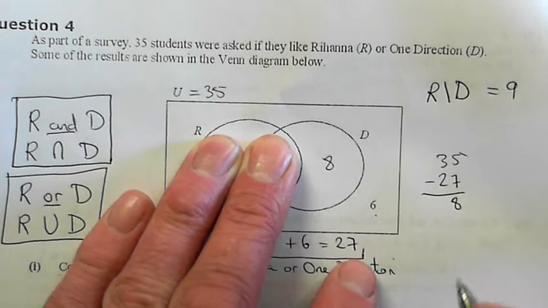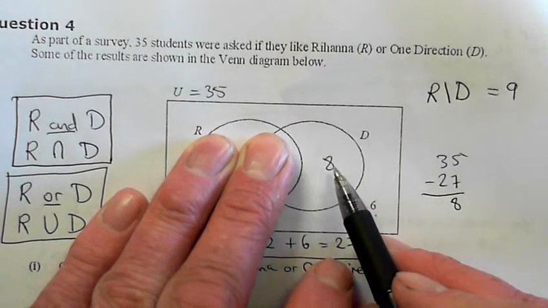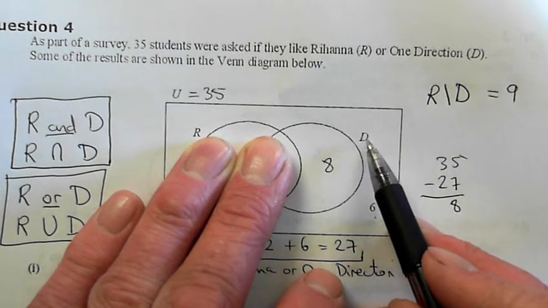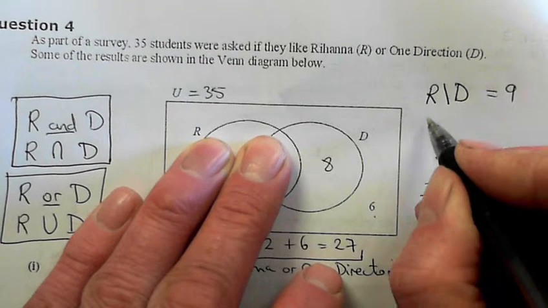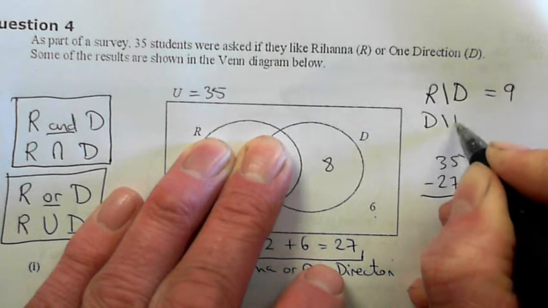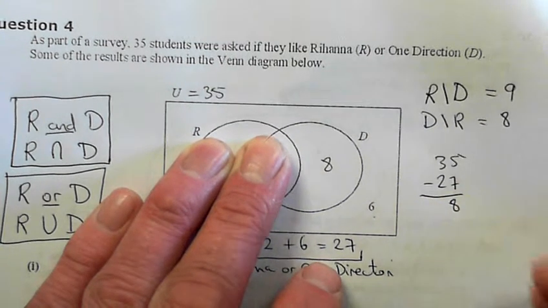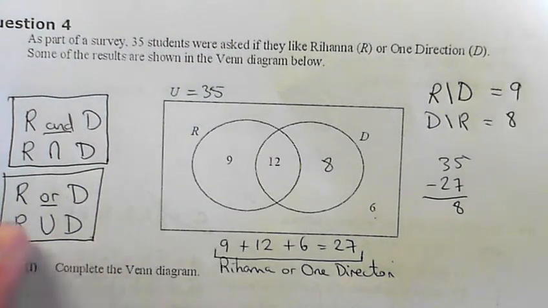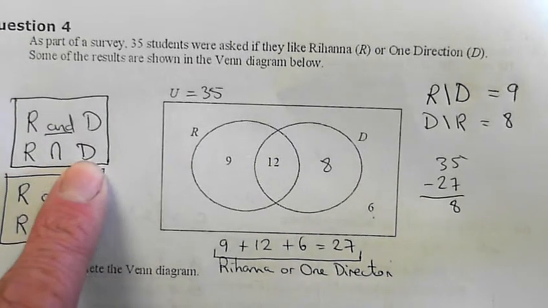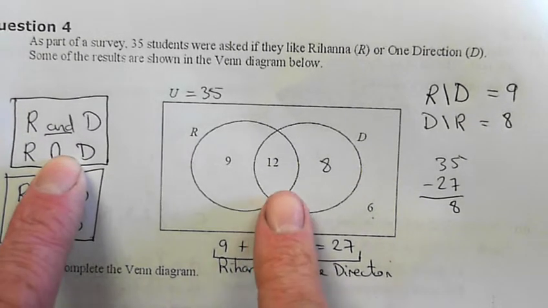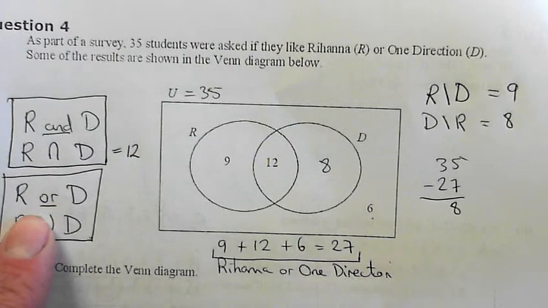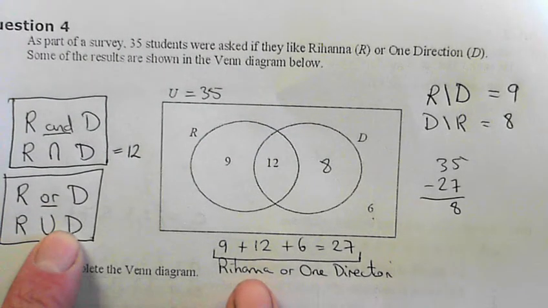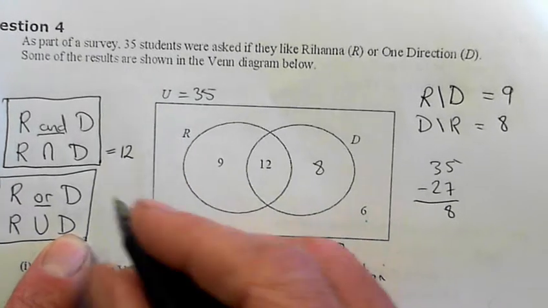What's this one over here? 8. What does the 8 represent? D slash R. So One Direction without any of Rihanna. That's very good. Okay. And R intersection D is 12, isn't it? We did this one already. R union D is 27.